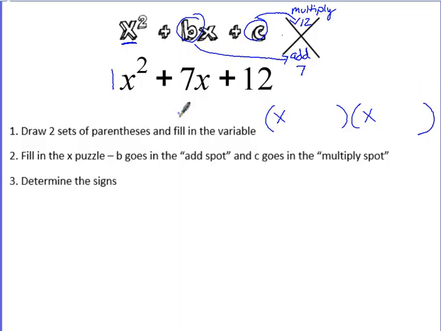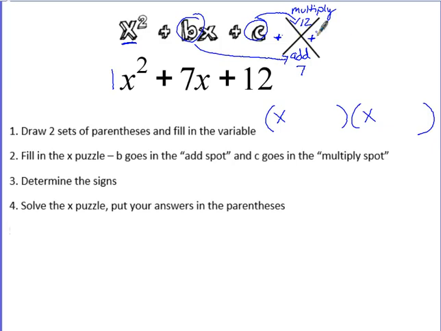Next thing I need to do is determine the signs. So these numbers that I'm going to put in here, should they be positive, should they be negative, should they be different? Well, I'm looking for something that adds up to positive 7 and multiplies to positive 12, because all of the numbers in my original problem are positive. That means that both of these numbers need to be positive. If I add 2 positive numbers, I can get a positive number as the answer. If I multiply 2 positive numbers, I will get a positive number as the answer. So everything's got to be positive here.